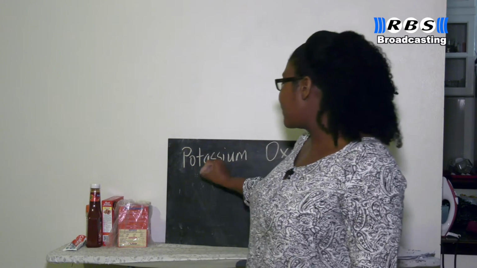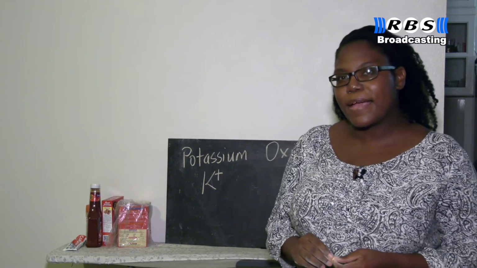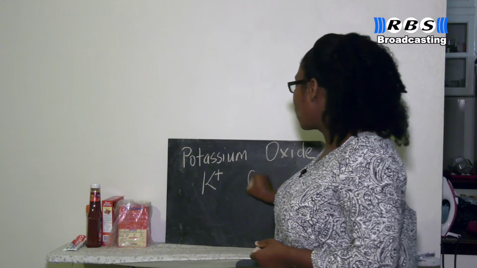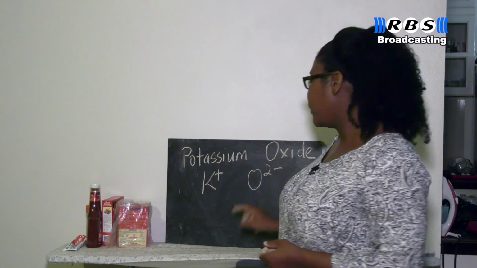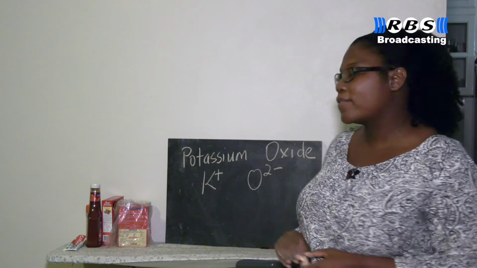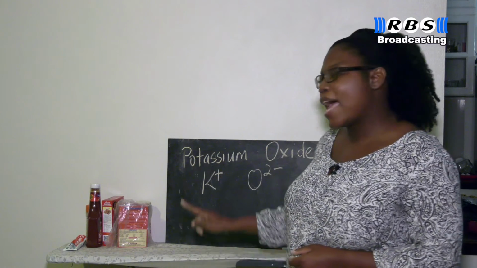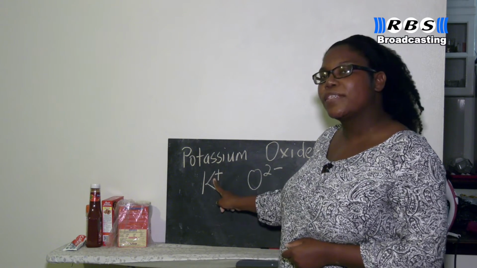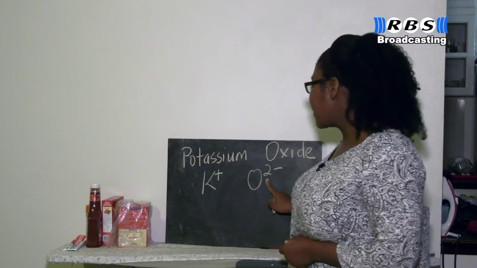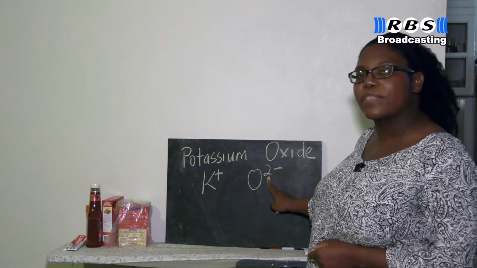Let's write the formula of potassium oxide. Potassium is K+, and the oxide ion is O2-. Always remember to write a capital O for oxides. Now notice, the potassium has a single charge. The oxide ion has a 2 minus charge.